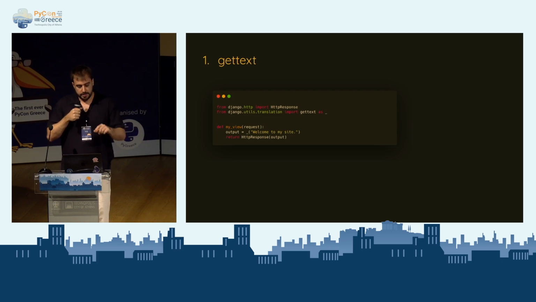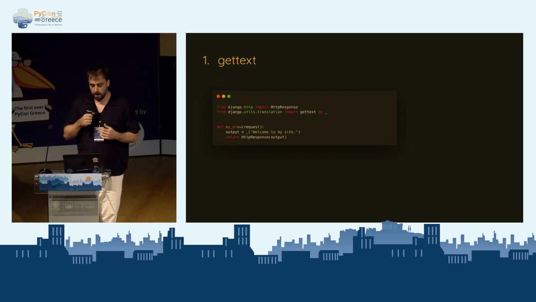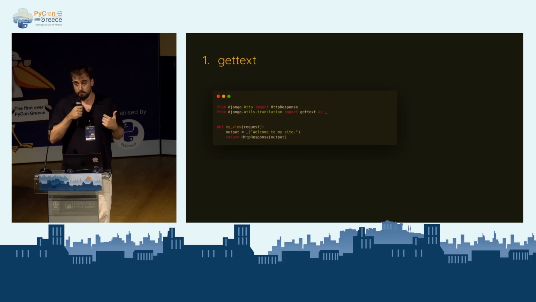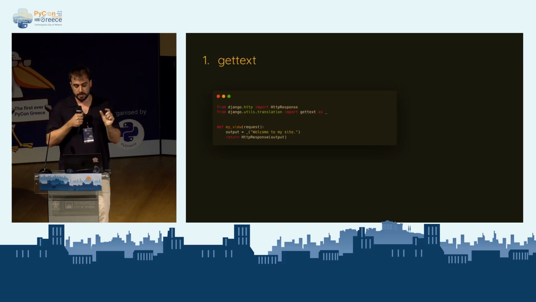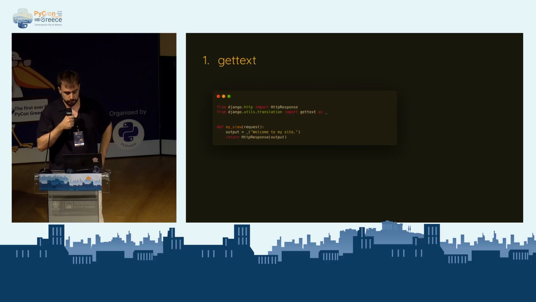You can see there is a request in my_view, and it just returns an output which is welcome to my site. Also, yesterday Jan gave a talk about import, and this is one of the examples for this. There is a common way to use a gettext alias because you're going to use gettext in most of the strings. So instead of importing gettext all the time, we import it as underscore and call it underscore whenever we use it.